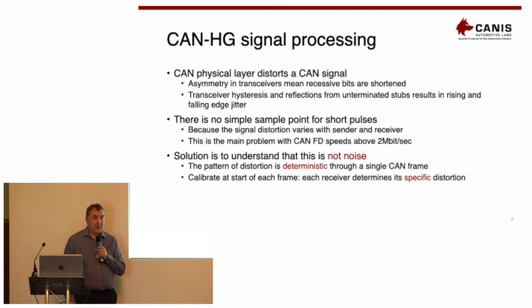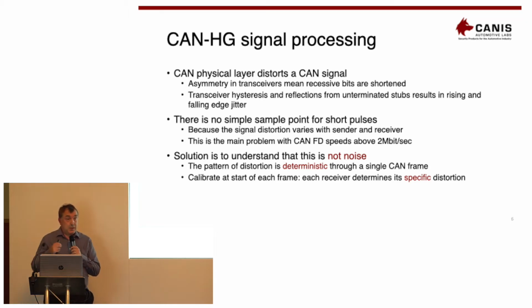Now, one of the problems with getting high-speed data on CAN bus is that the physical layer distorts the signal. There's asymmetry in the way the transceivers work, so that the rising edge is delayed compared to the falling edge, and the bits get shortened. And then there is the way the CAN controllers deal with reflections from unterminated parts at the end of the bus. You send out a CAN pulse, and it's like ripples in a pond, and they come bouncing back off the ends of unterminated stubs. The way those waveforms interfere can cause timing variations in the pulses as well.